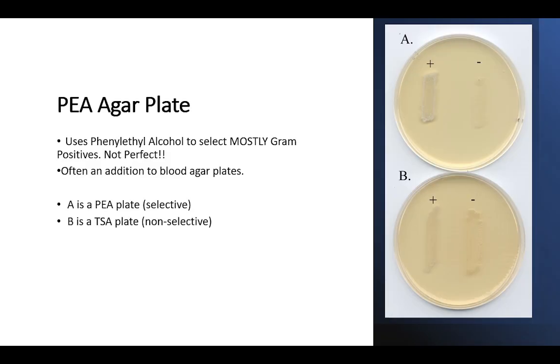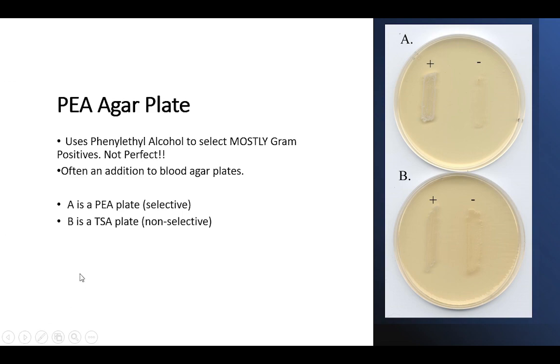If we look at PEA agar, it's an interesting agar because it uses this chemical called phenylethyl alcohol, which is actually a very bizarre kind of oily alcohol. And it mostly selects for the growth of gram-positives. So it basically doesn't let any gram-negatives, not many, grow on there. It kind of just inhibits their growth, so it reduces the amount of growth on here.